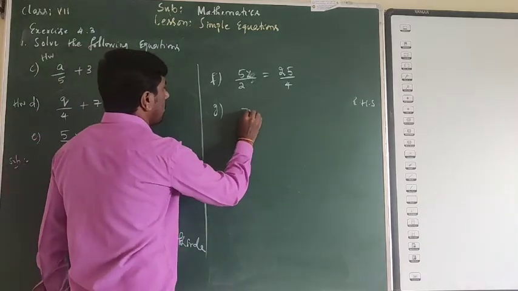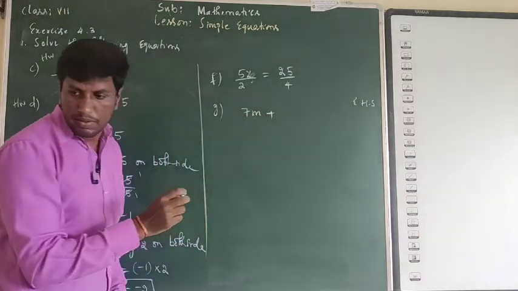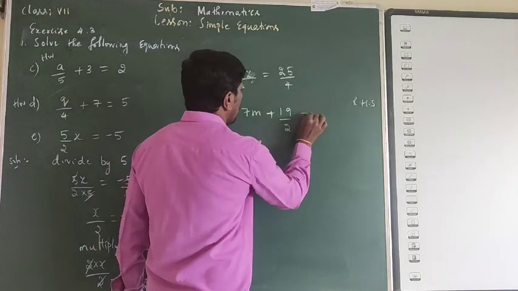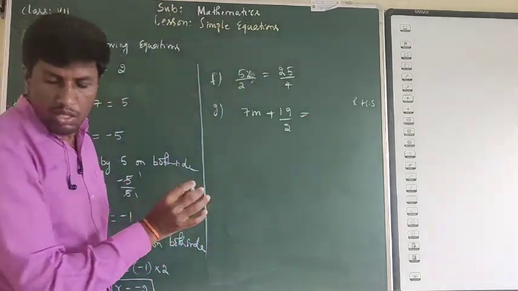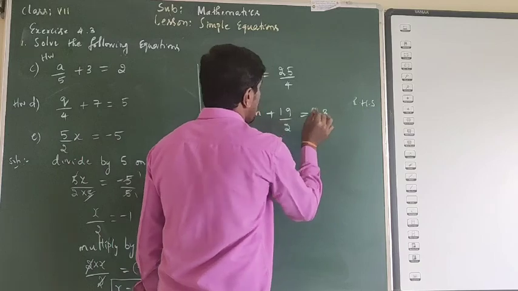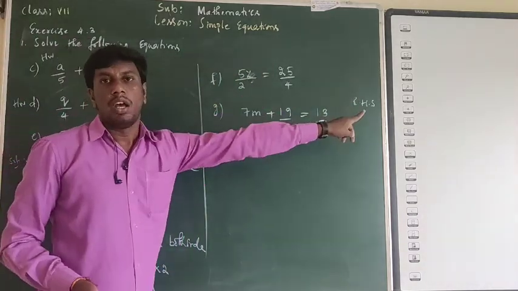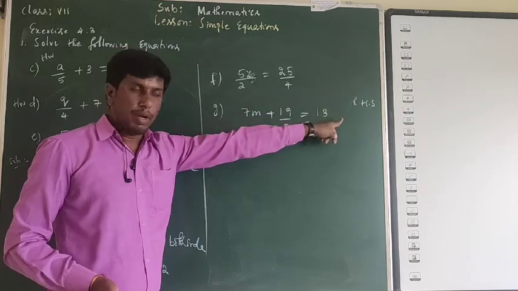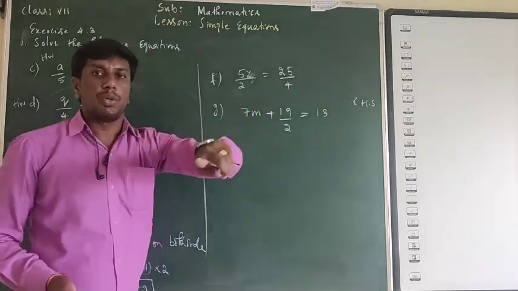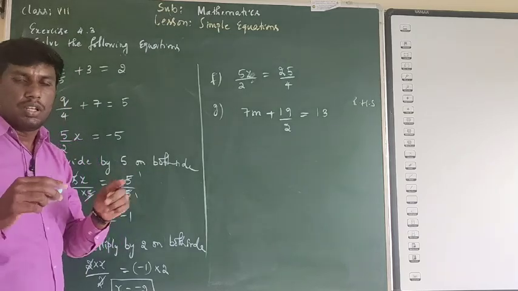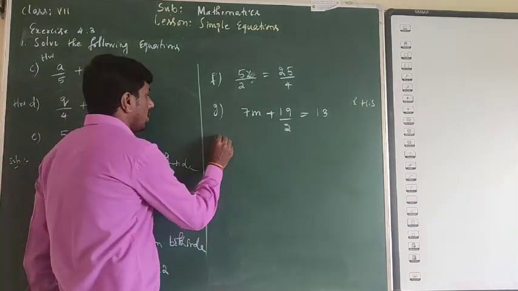G: 7m plus 19 by 2 is equal to 30. This is also like my first one. Second one: 19 by 2, then transpose to the RHS, then minus 19 by 2. 30 minus 19 by 2. You know how to do that. Okay? Simplification of rational numbers, subtraction of rational numbers. You can do that.